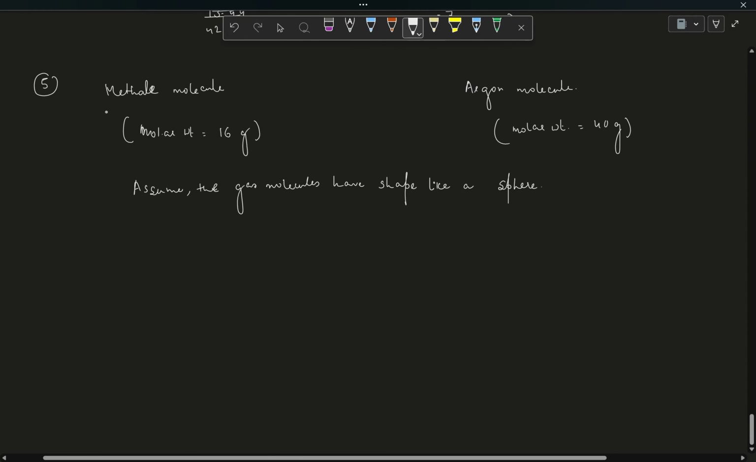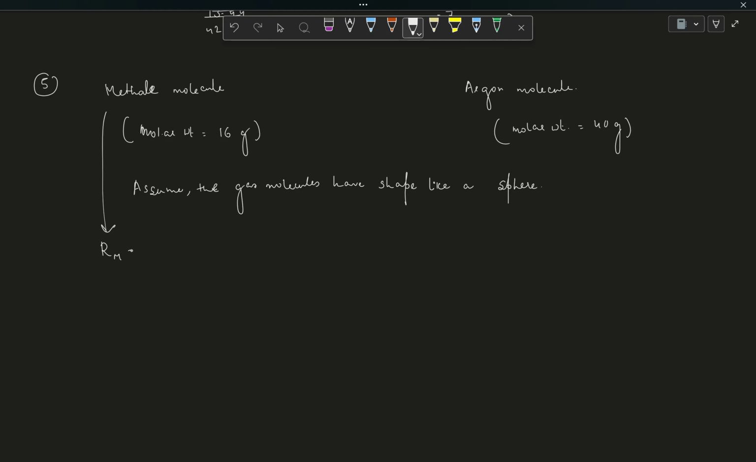That means if you consider that, let's say we identify the radius of the methane molecule as Rm, right? R subscript m. So it is the radius, m for methane, the radius of one methane molecule. Why are we taking radius? Because we have already taken the assumption that the molecules are shaped like a sphere. So a sphere will have a radius. So we consider that Rm is the radius of the methane molecule, and Ra is the radius of the argon molecule, right?